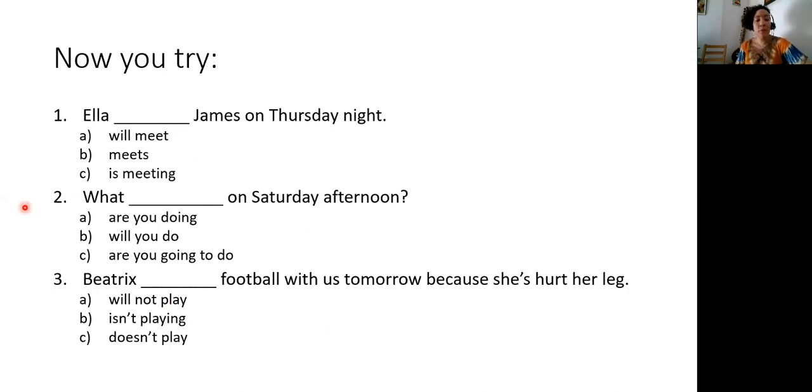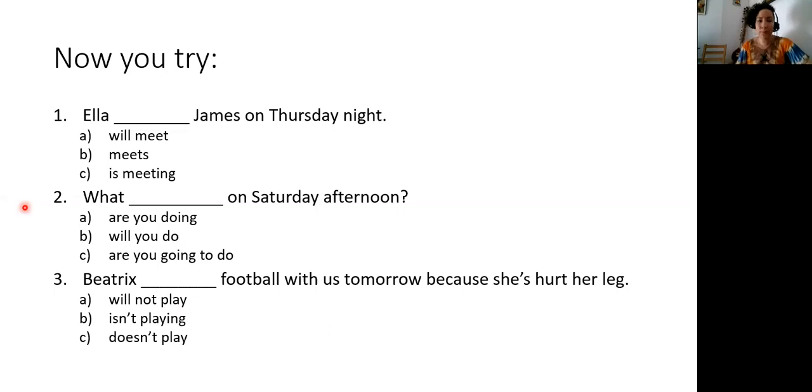And then Beatrix, number 3, Beatrix isn't playing football with us tomorrow because she's hurt her leg. Okay, so this is a plan that you had in the future, that you've made arrangements to play football, but it's not going to happen, so we use the negative form, isn't playing, okay? Great, how did you do? I hope you did well.